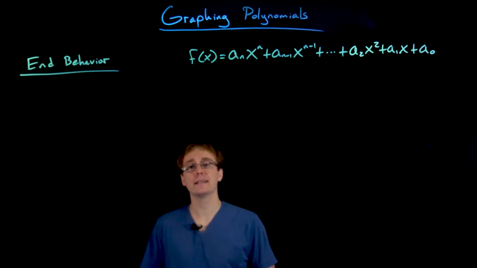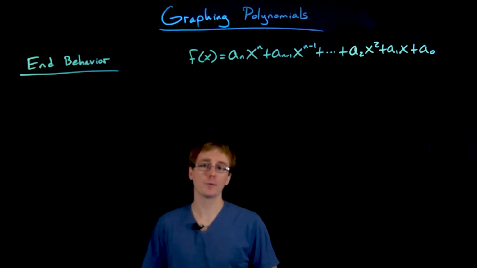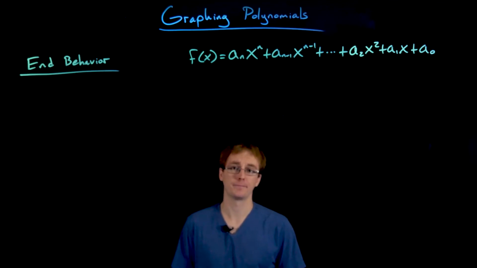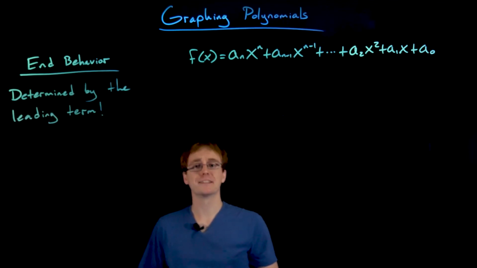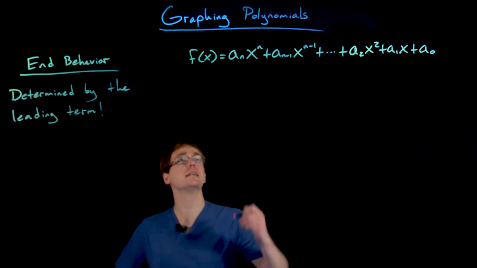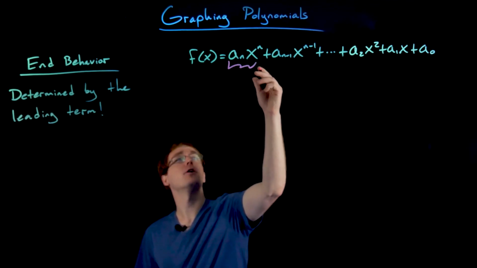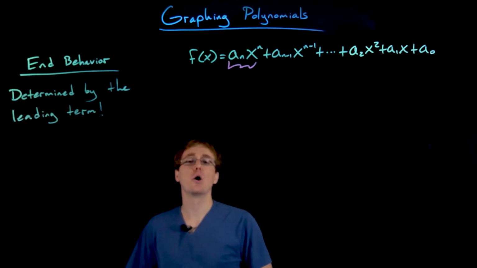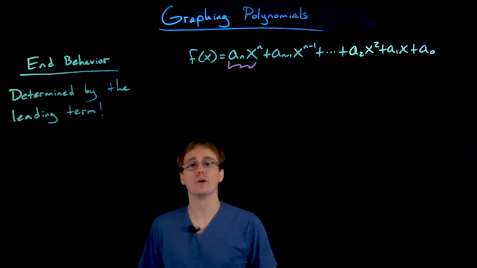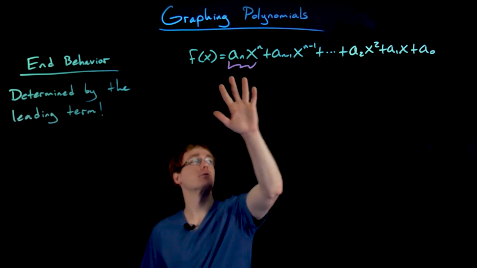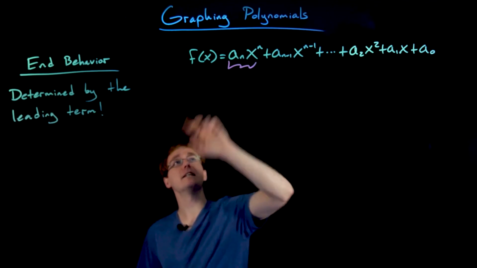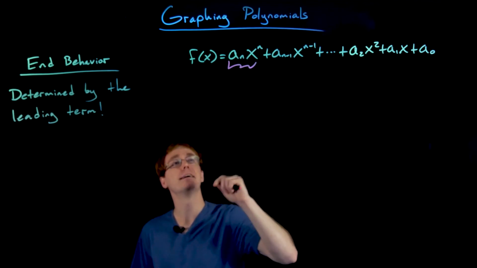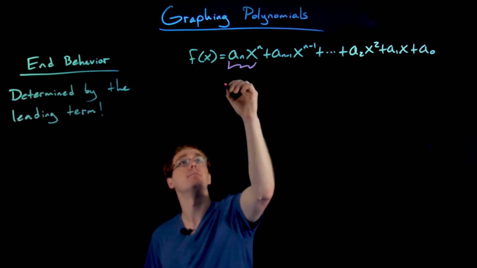And the reason for that is the end behavior of our polynomial is determined completely by the leading term of our polynomial. So remember, when our polynomial is in that expanded form, the leading term is just the largest power of our variable that shows up in our polynomial and includes the coefficient that power of our variable is multiplied by. So if this was our expanded form here, the leading term, that very first term or the largest term, would be a sub n times x to the power of n.